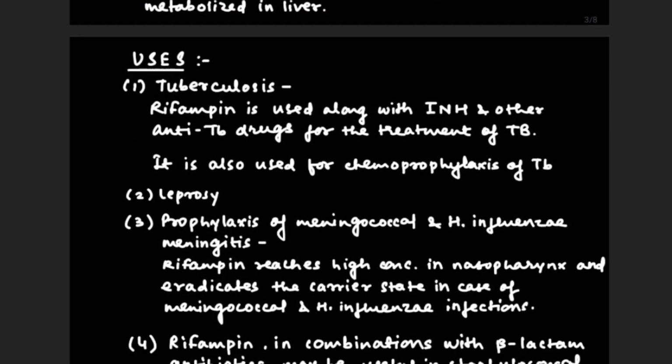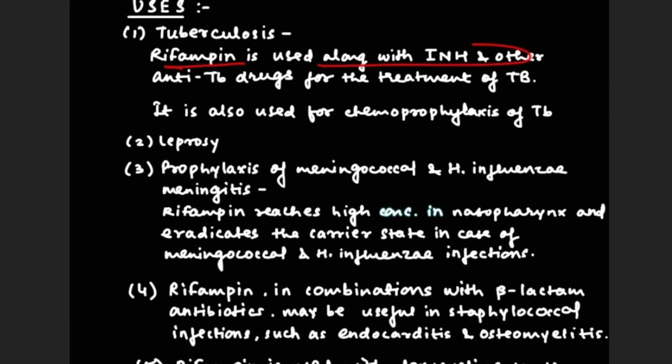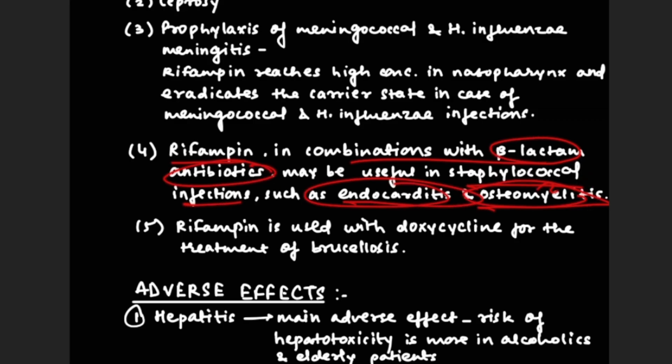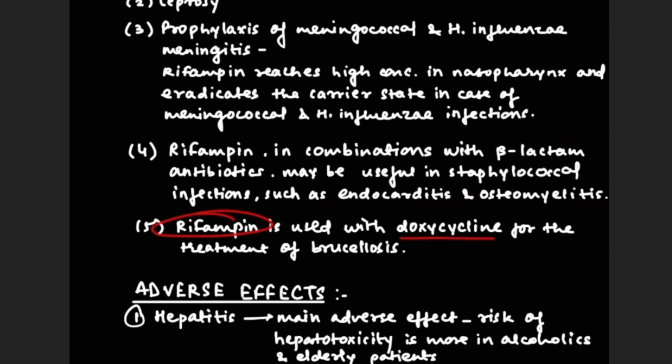Now here are some uses. So first is tuberculosis. So rifampin is used along with INH and the other anti-TB drugs for the treatment of TB, as well as it is also used as chemoprophylaxis of TB. The second is leprosy, and third is prophylaxis of meningococcal as well as influenzae meningitis. So rifampin reaches a high concentration in the nasopharynx and eradicates the carrier state in the case of meningococcal and H. influenzae infection. Then fourth is rifampin in combination with the beta-lactam antibiotics. It can be useful in staphylococcal infections such as endocarditis or osteomyelitis. Then rifampin is also used with doxycycline for the treatment of brucellosis.